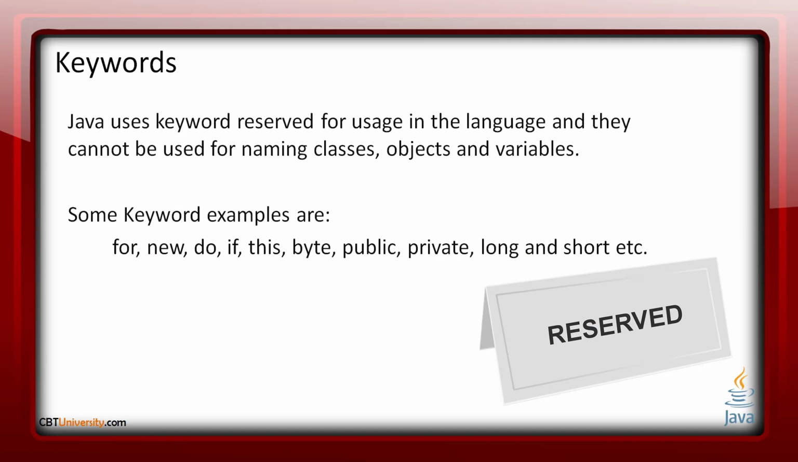Keywords. Java, or in fact any language, uses some keywords. They are reserved for usage in the language. They cannot be used for naming classes, objects or variables. Some keyword examples are for, new, do, if and others. In our code, we'll take a demo on using these keywords and see what error they throw. And we'll correct it to get our code compiled and executed.